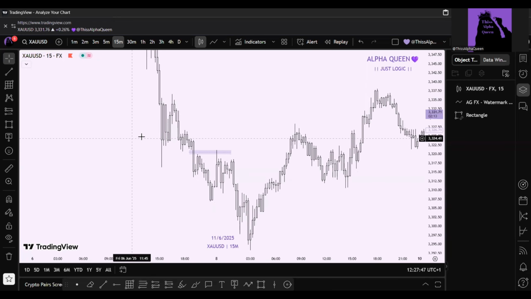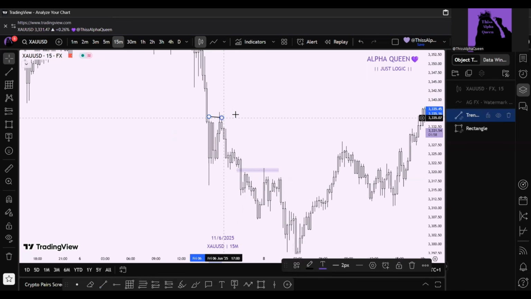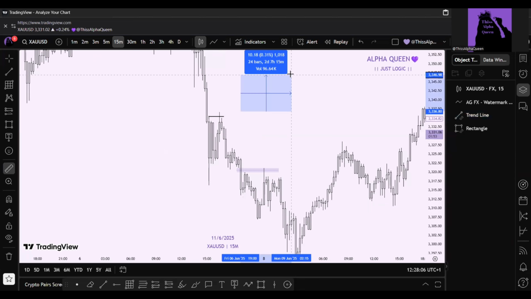So first of all, I marked out my order flow. My recent order flow was this point. So this was my protected high. Why? Because it cleared out liquidity. As you can see, it cleared out liquidity.